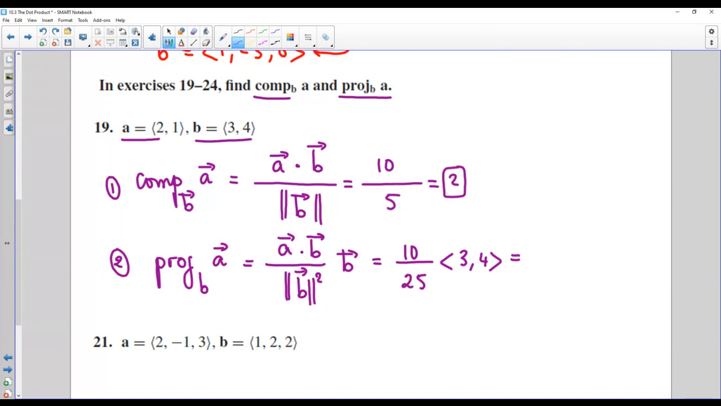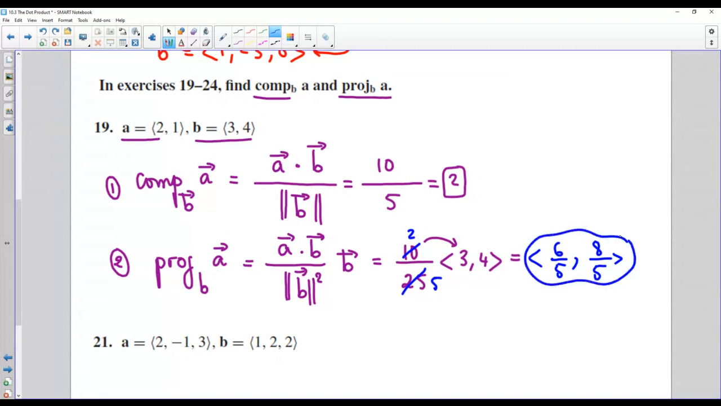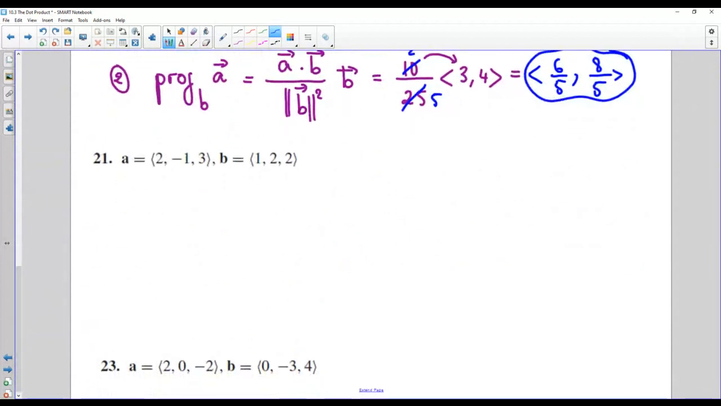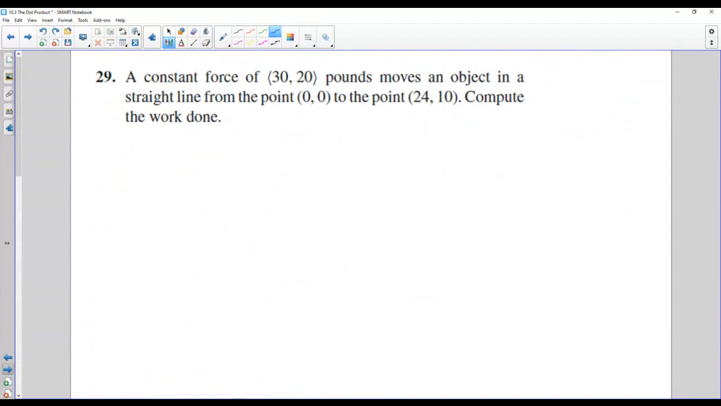And we can do the multiplication. We can simplify this a little bit, divide by 5, so this is 2 over 5, so it's 6 over 5, and 8 over 5. Great, that's it, good. All right, fine. 21 and 23 are exactly the same.